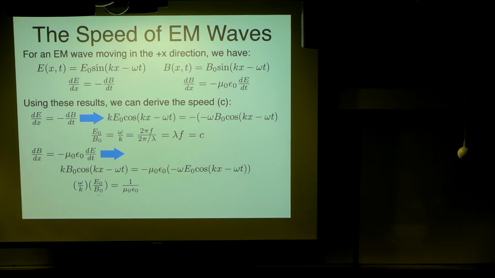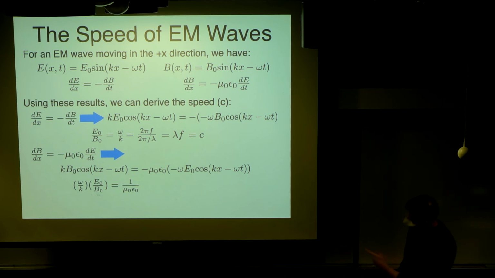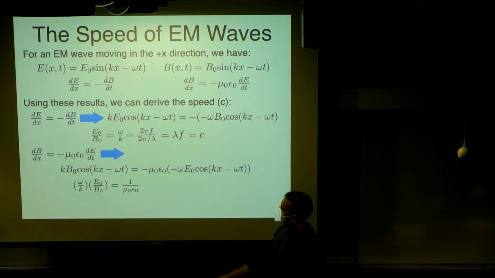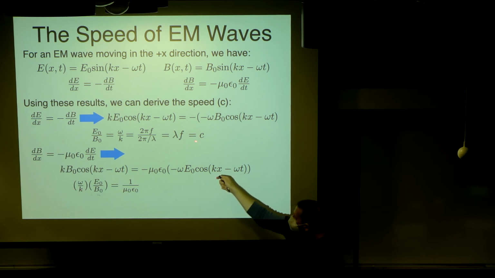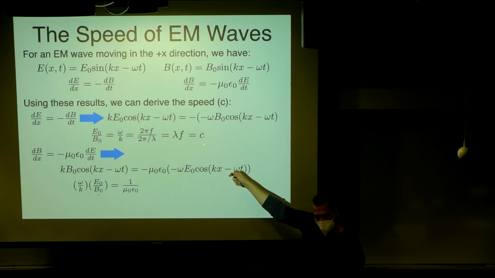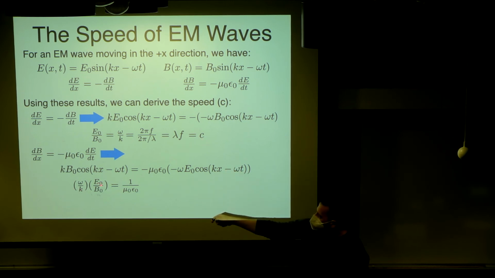Now, the reason I'm writing it this way is we can look at our previous result, right? What can I sub in for omega divided by k? Just looking at this line. Yeah, omega divided by k is the same thing as c, right? What can I sub in for E naught over B naught?